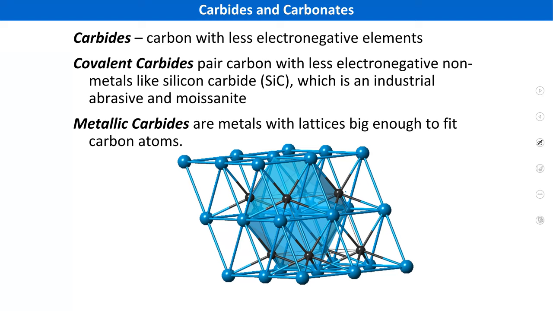So if you've ever heard of tungsten carbide on drill bits or saw blades, that's basically a way of hardening the metal so that it keeps an edge longer. So those drill bits and those saw blades will last longer that way.